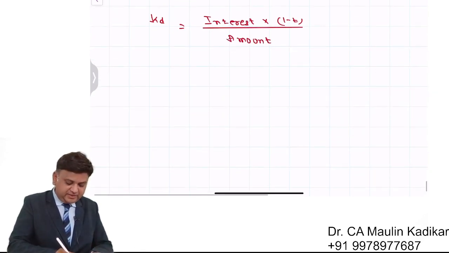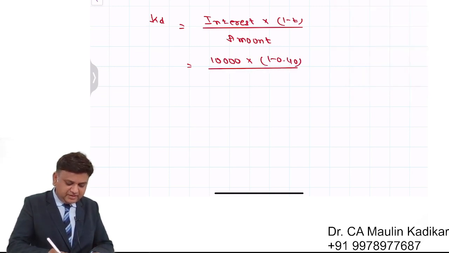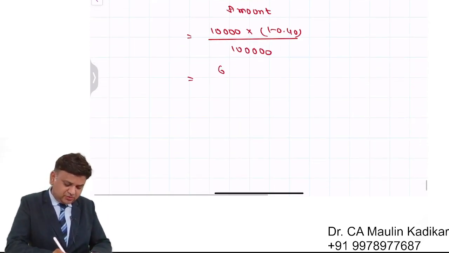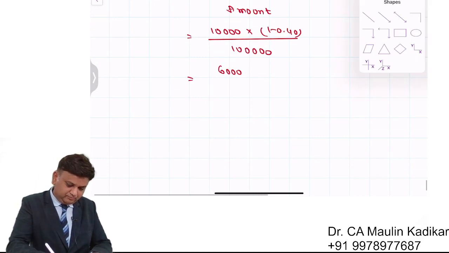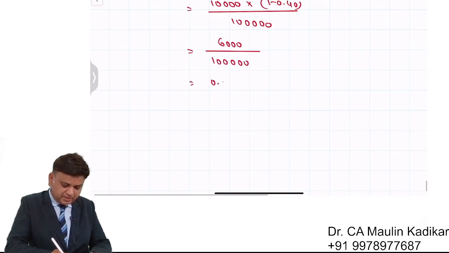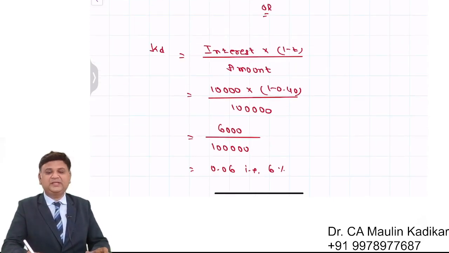See, the amount of the interest is 10,000 into 1 minus income tax rate, which is 40%, divided by 1 lakh. So 10,000 into 0.6, that comes to 6,000 divided by 1 lakh. 0.06, that is 6%. Accordingly, the cost of debt financing is calculated.